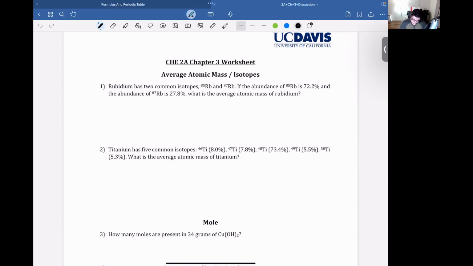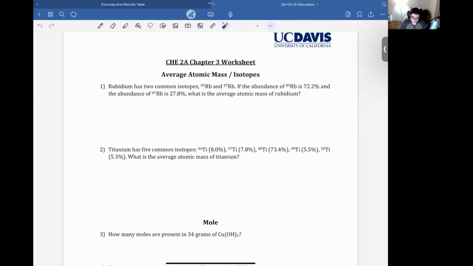The first one says rubidium has two common isotopes, rubidium 85 and rubidium 87. If the abundance, oh, and how am I reading this? So that's the element, this is the mass of the element. So rubidium 85 and rubidium 87, if the abundance of rubidium 85 is 72.2% and the abundance of rubidium 87 is 27.8%, what is the average atomic mass of rubidium?